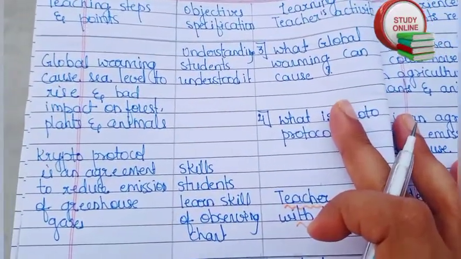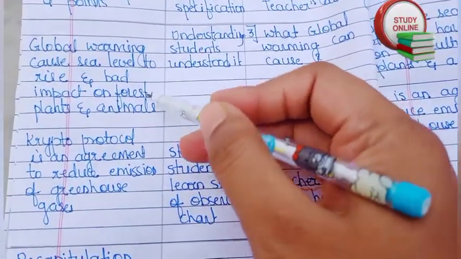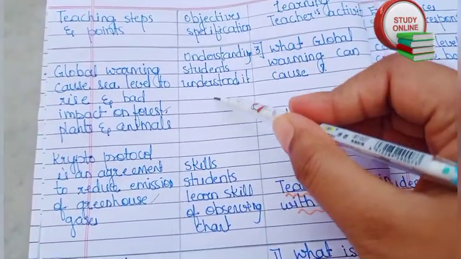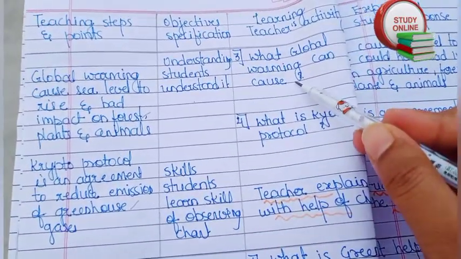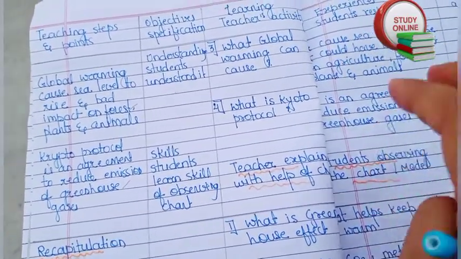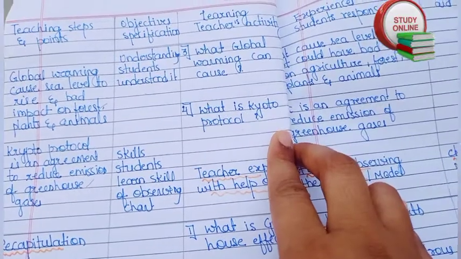Now here you can see the rest of presentation 2. Global warming and the Kyoto Protocol we have to explain, and here you can see understanding. Here you can see the list of the rest of the questions that we have to ask students, and here are the answers. Okay.